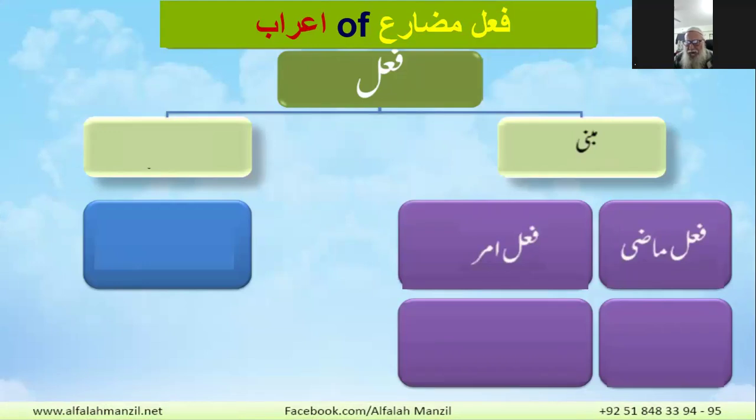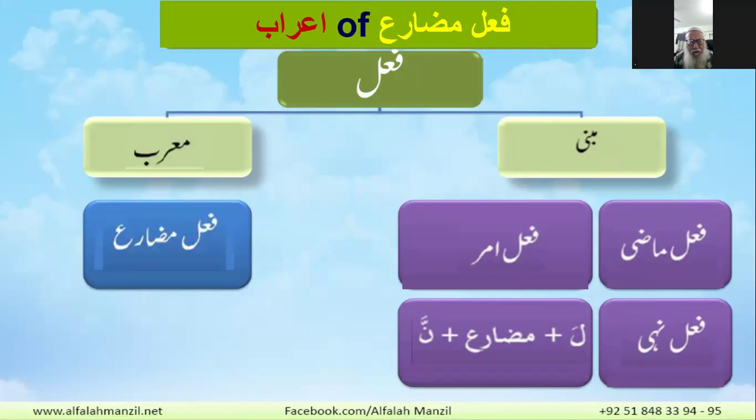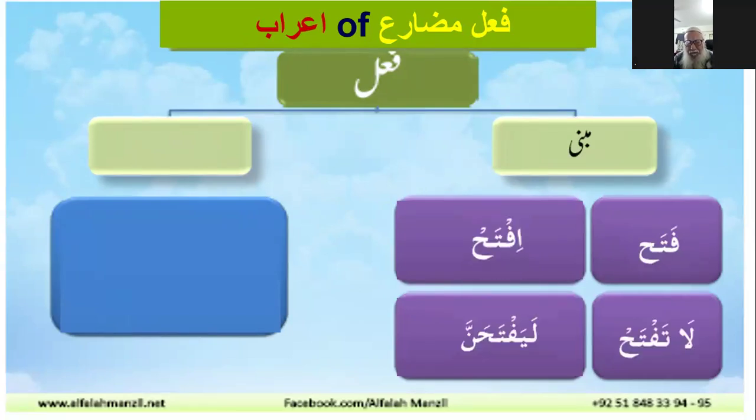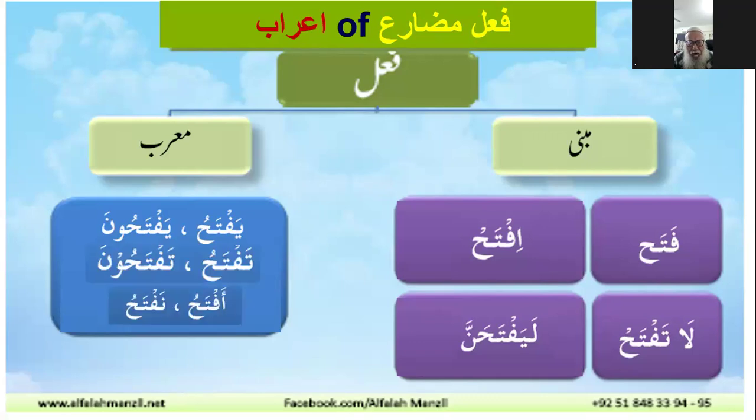We saw Fi'l is either Mabni, Fi'l Mazi, Fi'l Amr, Fi'l Nahi, and the Mudari with Lam Mushaddid. And it may be Mu'rab, just like Fi'l Mudari, the rest parts. The example of Mabni is Fataha, Iftaha, La Taftah, La Yaftahna. And the Mu'rab example is Yaftahu, Yaftahuna, Taftahu, Taftahuna, Aftahu, Naftahu.